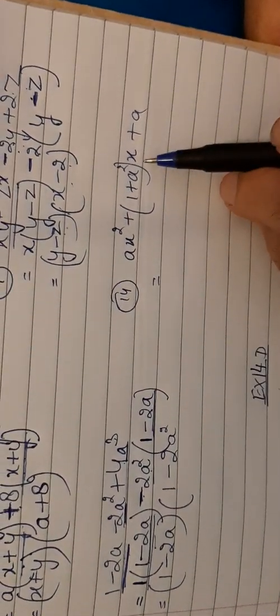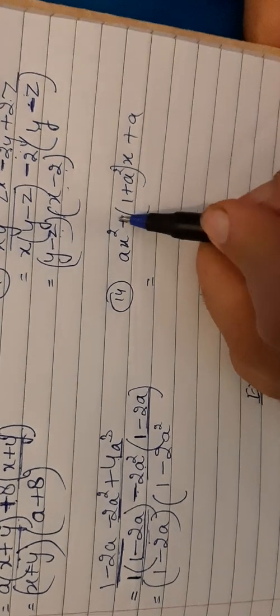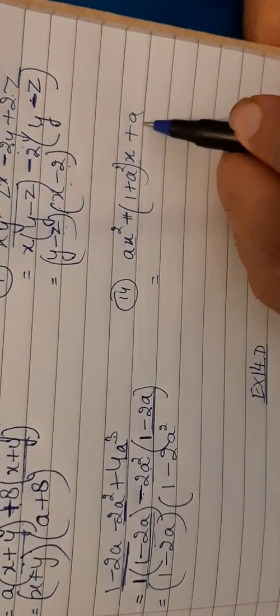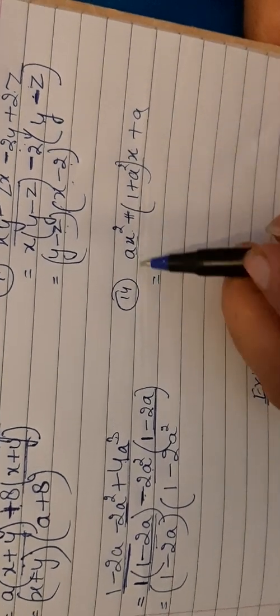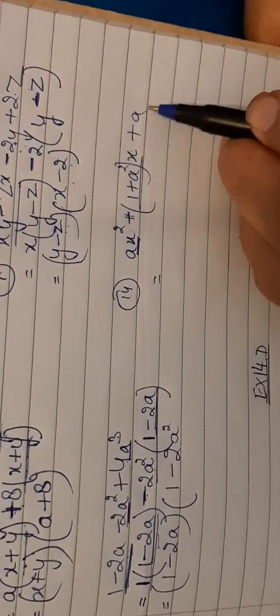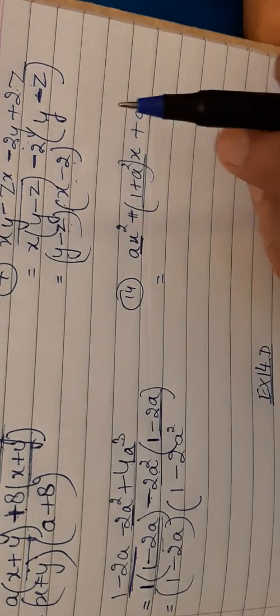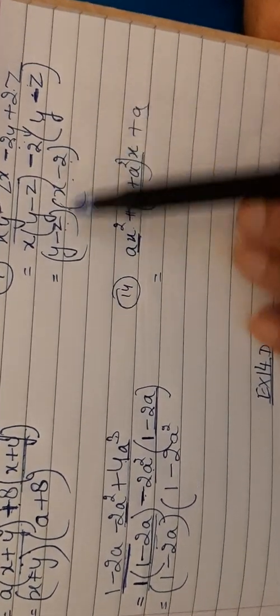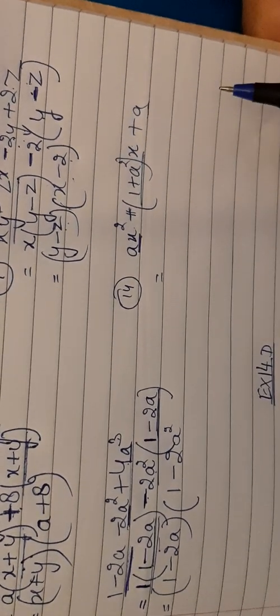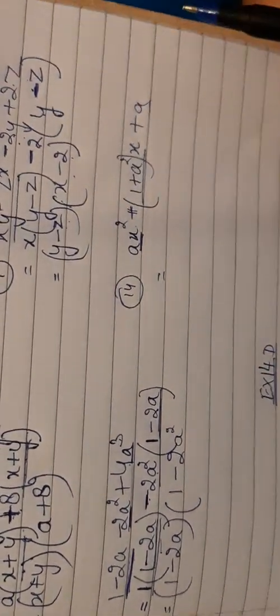In order to factorize the 14th question, at present you see there are 3 terms. As I told you, plus and minus signs separate out the terms, so there are 3 terms. And I told you, this is called factorization by grouping. We are forming the groups, and we are forming groups of 2.